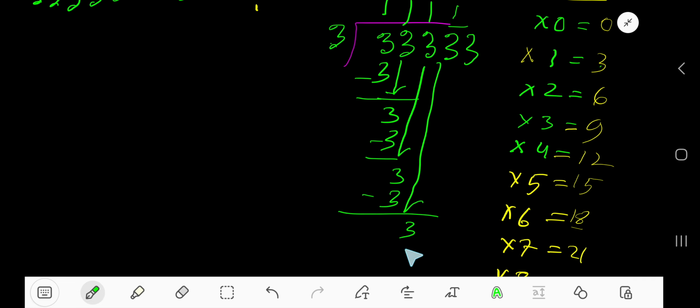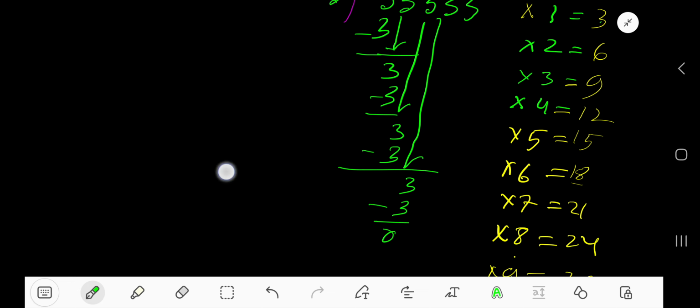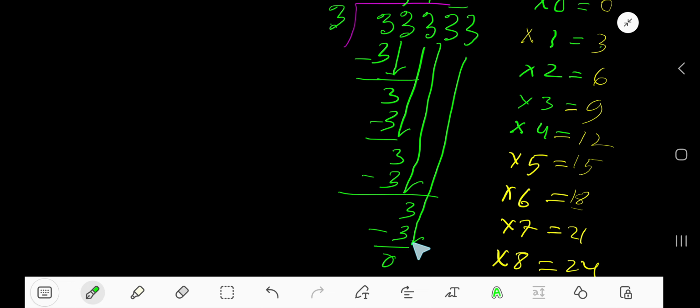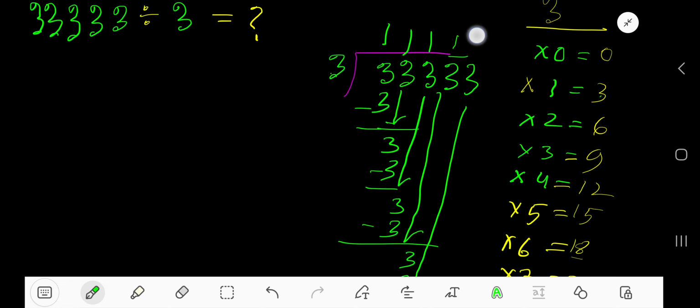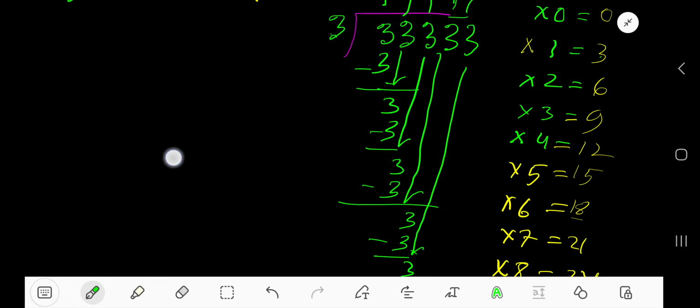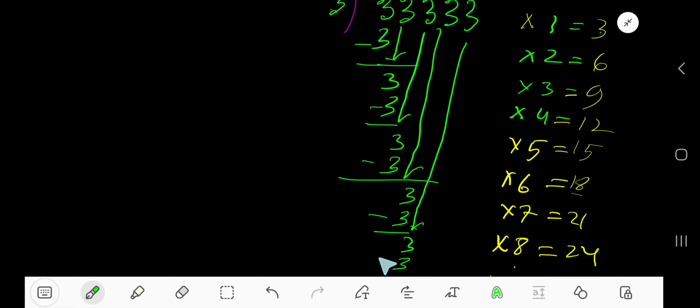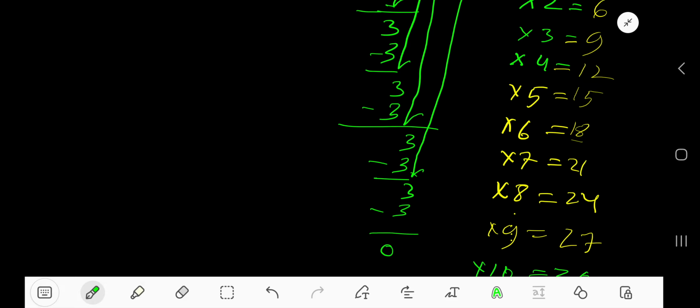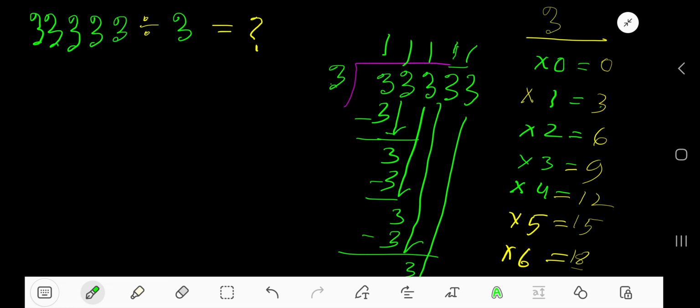1 time 3, 3. Subtract, 0. Now bring down this 3. 0, 3 means 3. 3 goes into 3 how many times? 1 time. 1 times 3, 3. Subtract, 0. So our answer is 11,111.